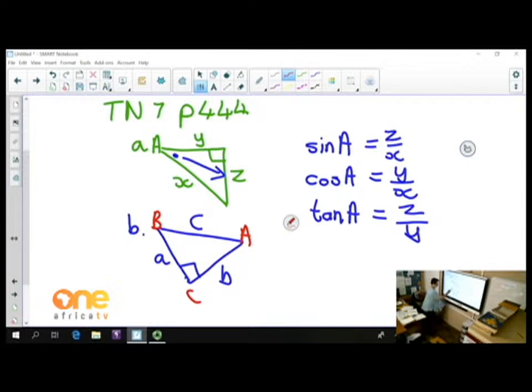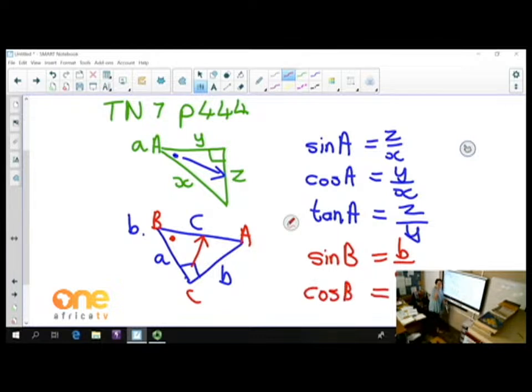This time the marked angle is B, because they want B. So now we have to find sine B. So what will sine B be? Remember, this one is the hypotenuse. This one is opposite the 90 degrees. Sine B will be opposite over hypotenuse. Opposite over hypotenuse. So it's B over C. B over C.